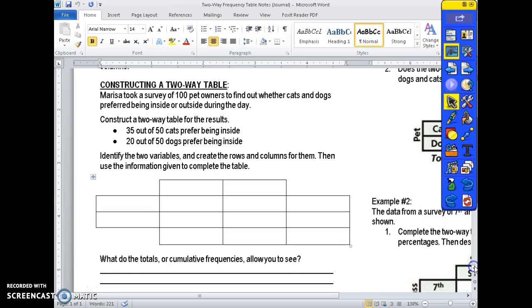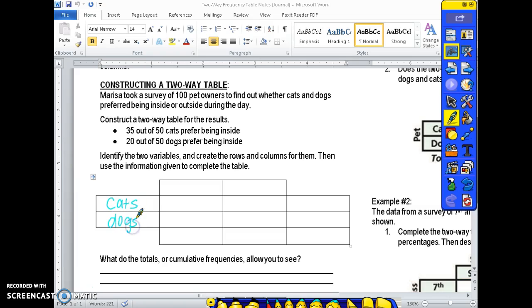Maria took a survey of pet owners to find out whether cats and dogs prefer being inside or outside during the day. Construct a two-way table for the results. 35 out of 50 cats prefer being inside, and 20 out of 50 dogs prefer being inside. Identify the two variables and create the rows or columns for them. Then use the information given to complete the table. So we're talking about cats and dogs and whether they prefer being inside or outside.